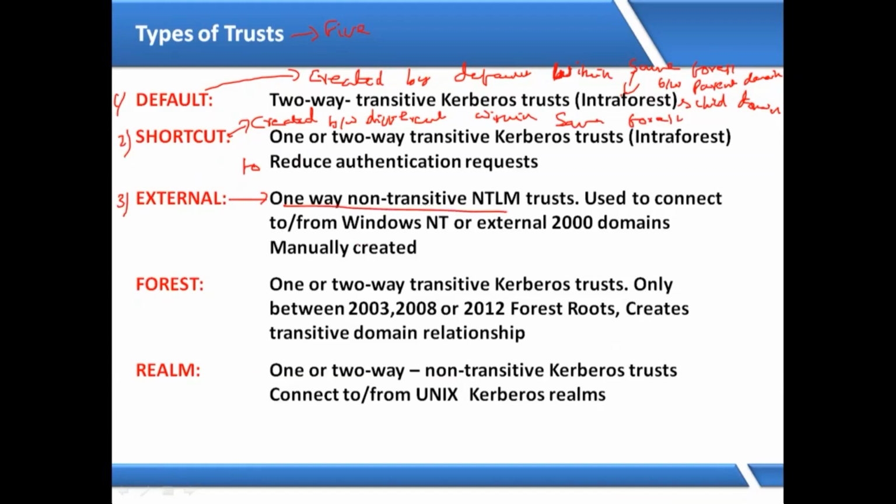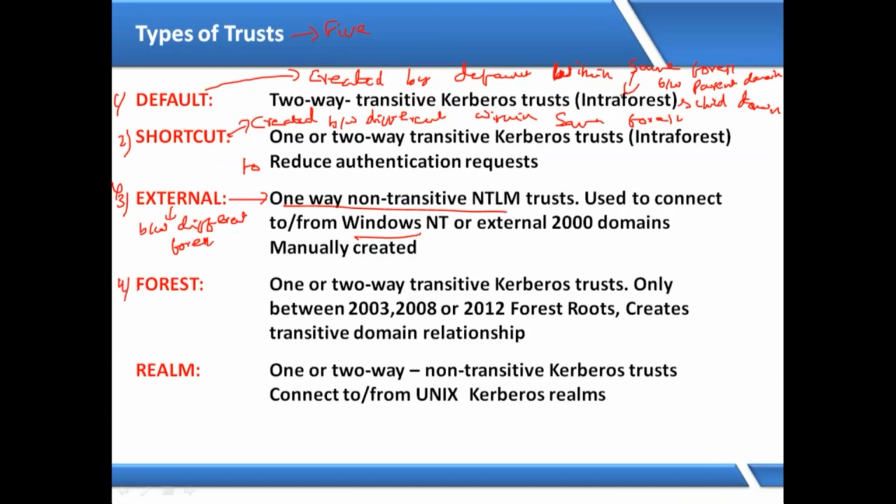This was introduced in Windows NT before 2000, between different forests. The first and second ones are both within the same forest, but this one is for a different forest. But what is the disadvantage here? It is one way and it is non-transitive. So no one is using this.